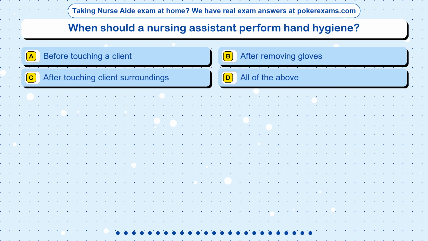Question 11. When should a nursing assistant perform hand hygiene? Option A. Before touching a client. Option B. After removing gloves. Option C. After touching client surroundings. Option D. All of the above.